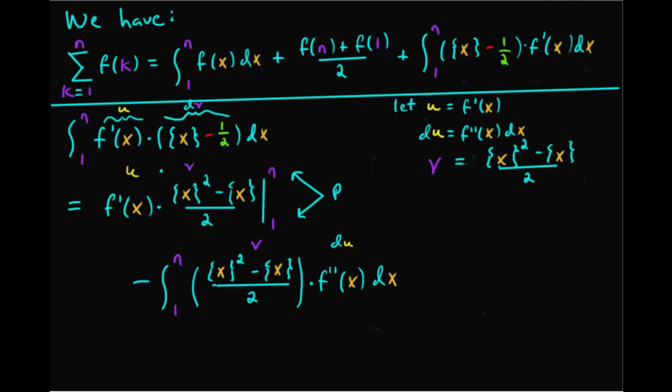But now something really great happens in our first term of this integration by parts. At integer values, the endpoints 1 and n, the fractional part of x equals 0. So this entire term just cancels out. It equals 0.